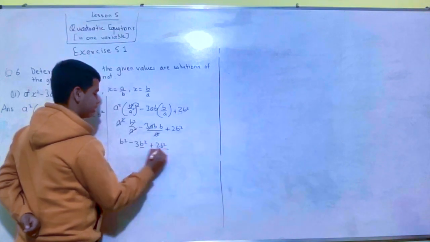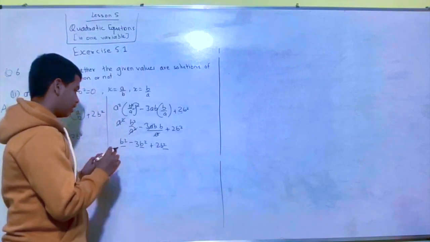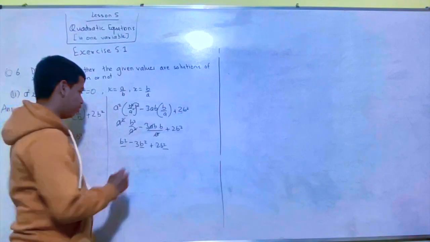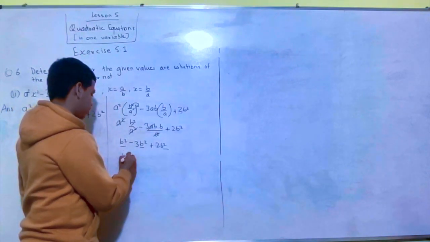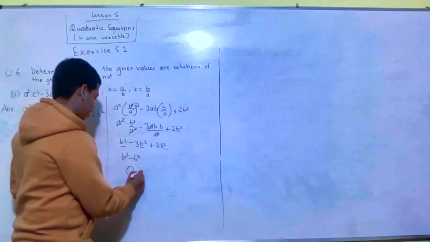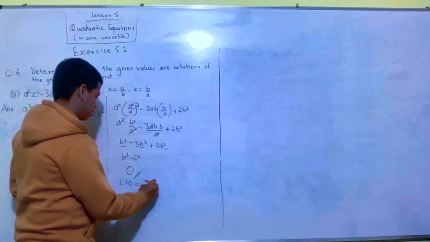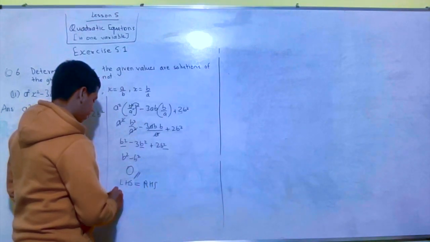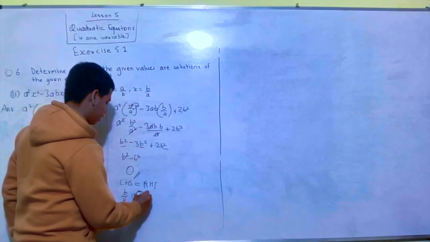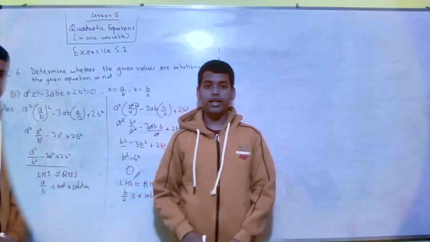Now all these variables are the same, so we can actually add and subtract them. So here minus 3 plus 2 will give you minus 1, and this will give you b square minus b square. You will get nothing, that is 0. So here we can conclude that LHS is equal to RHS. Therefore, b by a is a solution of the given equation. We are done with this exercise.